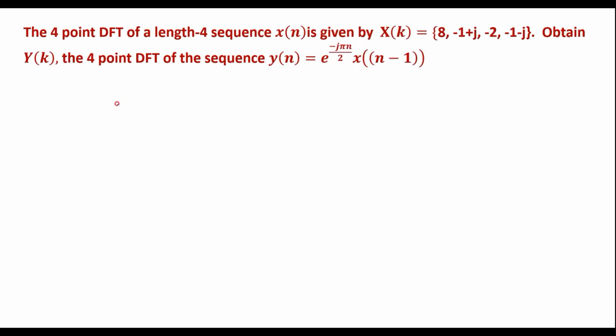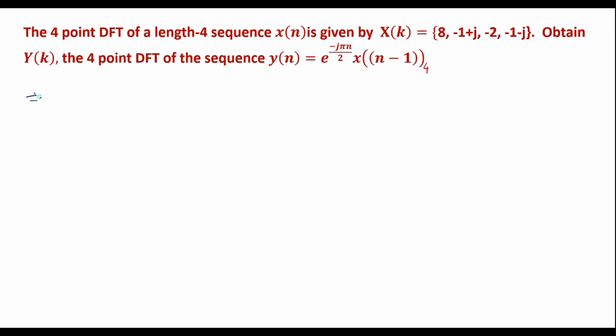In this lecture, we'll take one example on DFT. The 4-point DFT of a length 4 sequence x of n is given by X of k equal to 8, minus 1 plus j, minus 2, minus 1 minus j. Obtain y of k, the 4-point DFT of the sequence y of n equal to e power minus j pi n by 2 x of n minus 1.